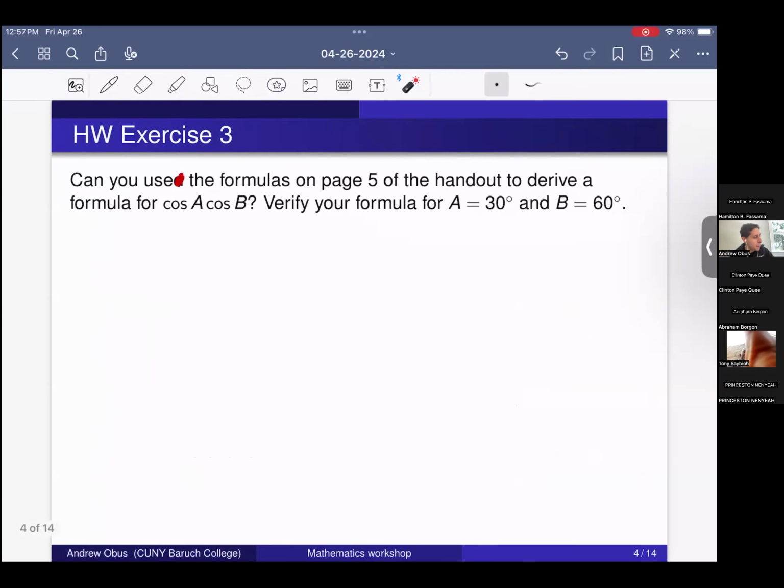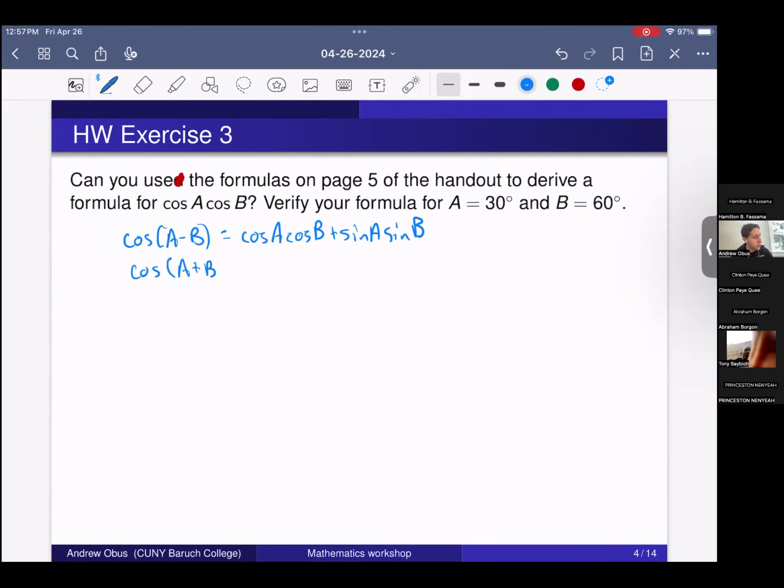So let's see what happens there. Right? So we're going to add these two identities, so I'm just going to rewrite them here. Cosine of A minus B equals cosine of A cosine B plus sine A sine B. And then cosine of A plus B equals cosine A cosine B minus sine A sine B. Okay? And so as Clinton said, we're going to add these, right? So let's add up these two equalities. So Clinton, what do we get?